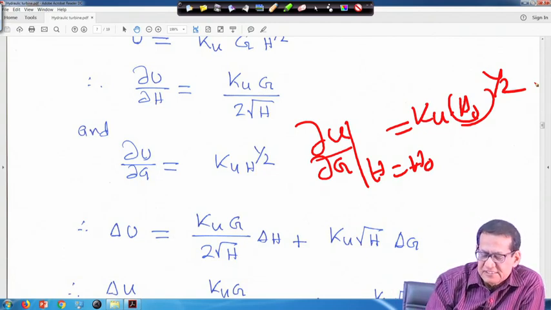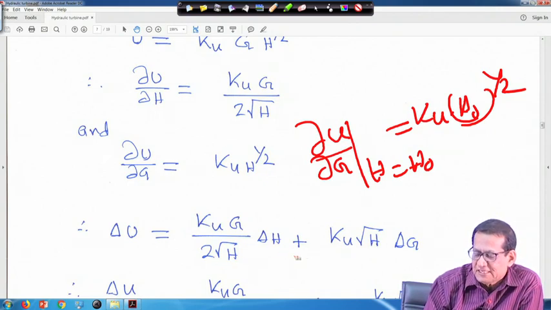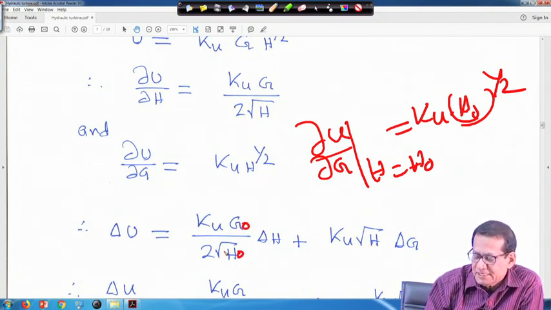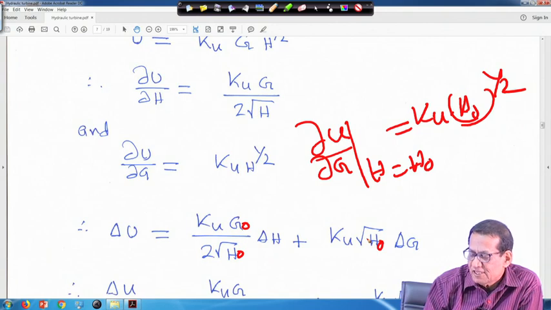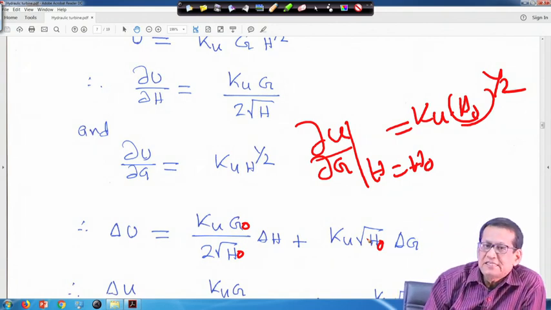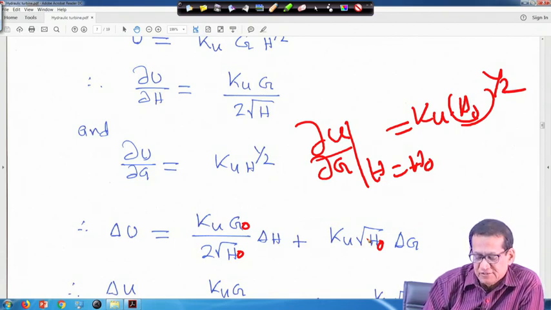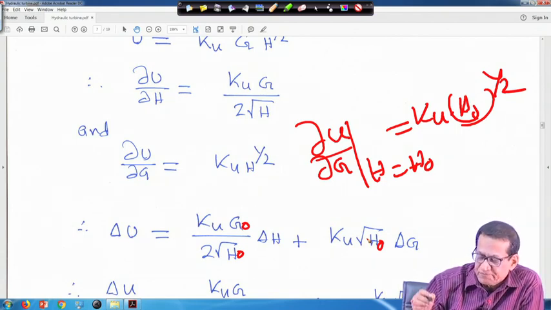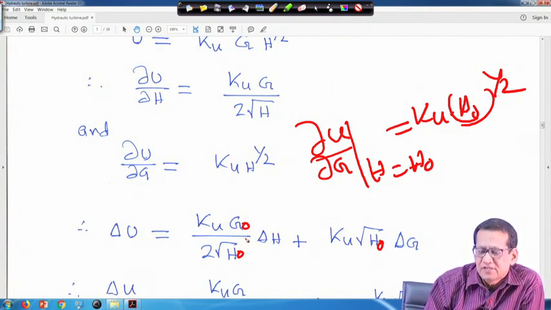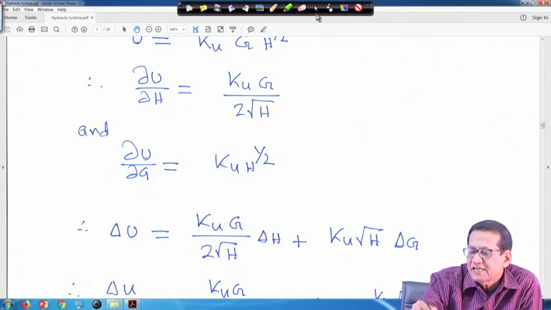Therefore, this delta u is equal to, directly I have written, ku g 0 upon 2 root h 0 delta h plus ku root over h 0 delta g, right, because the initial values were h 0 and g 0. So, this is understandable. Here I actually directly wrote it, but here I thought I would tell you this way. So, now I am clearing it, right.